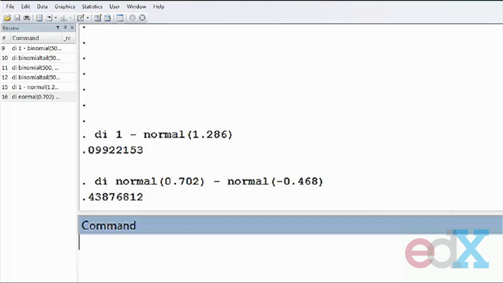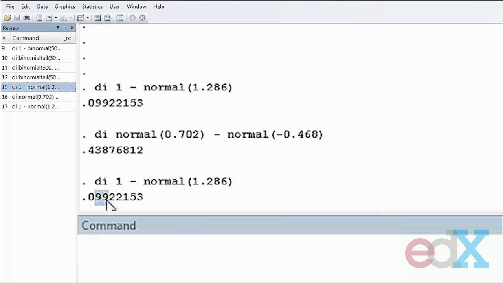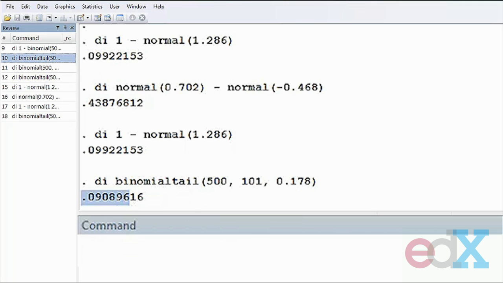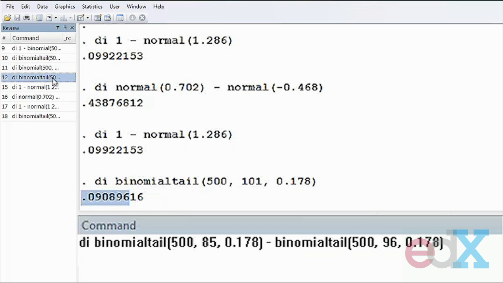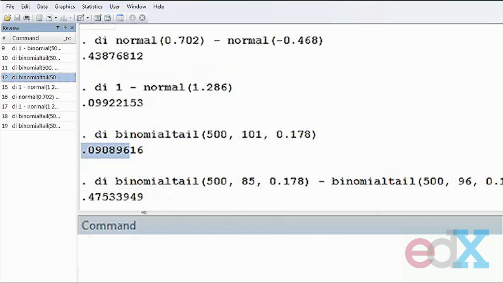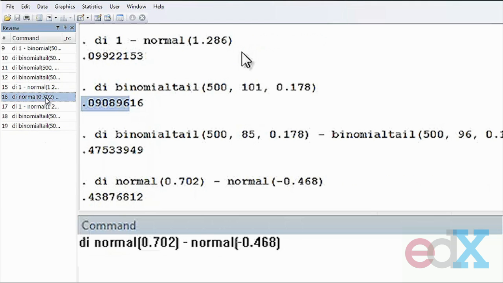So the final question that we want to ask is, do the normal and binomial models give similar results? For the probability that x is greater than 100, we found for the normal model it was about 9.9%. For the binomial model, on the other hand, it was about 9.1%. So those results seem pretty similar to me. Looking at the probability of observing between 85 and 95 individuals, for the binomial model this probability was about 47.5%. On the other hand, for the normal model, we found that it was about 43.9%.